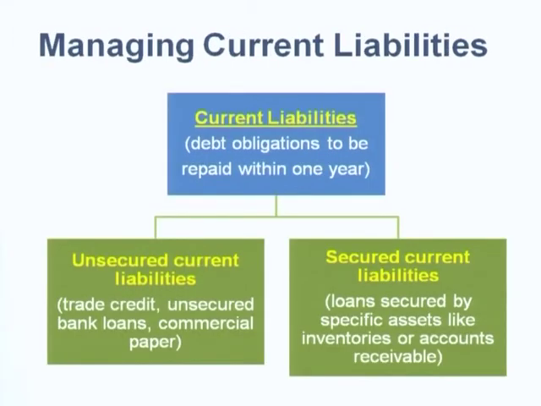Now we will talk about current liabilities. A current liability is a debt obligation to be repaid in 1 year. We can divide them into, number one, unsecured current liabilities. You don't have to have any current asset backing as collateral, like trade credit, unsecured bank loans, and commercial paper. And also, on the other side, secured current liabilities. You have to make a loan that's secured by a specific asset like inventory or accounts receivable.